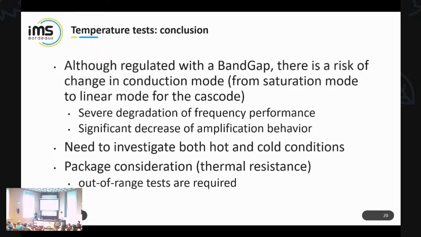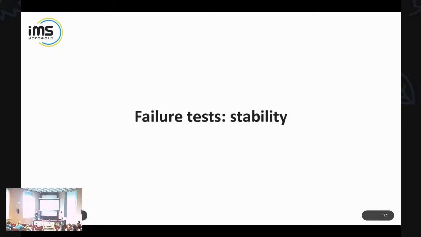which is coming from the chip, within the package, that you have to know in advance. So most of the time you are obliged to do out-of-range temperature tests, lower than the lowest one and higher than the highest one, with a little bit of margin to be sure that regardless of the package thermal resistance, you will still work even at very high or very low temperature.